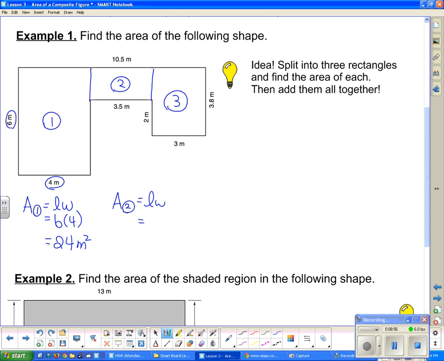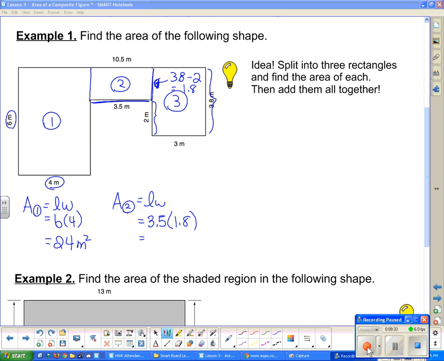And we've got a little bit of a problem here because I don't know what this is. I know that this length in here is 3.5, but this thing here, I don't have a number for. But if you take a look, we've got 3.8 there, and I know that this bit here is 2. So to get that little bit, I need to do 3.8 subtract 2, which equals 1.8. So for the second rectangle, the length is 3.5, and the width is 1.8. And 3.5 times 1.8 is 6.3. And again, it's going to be meters squared.